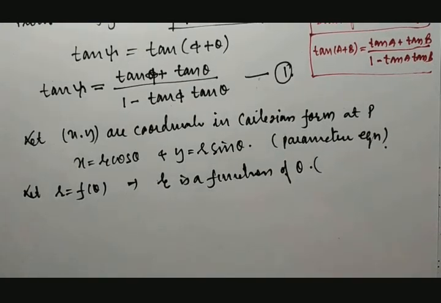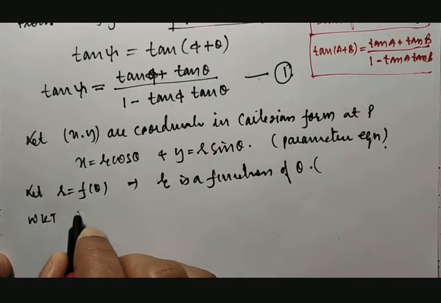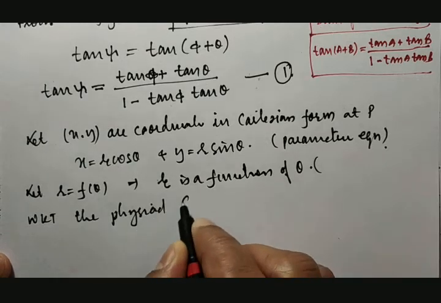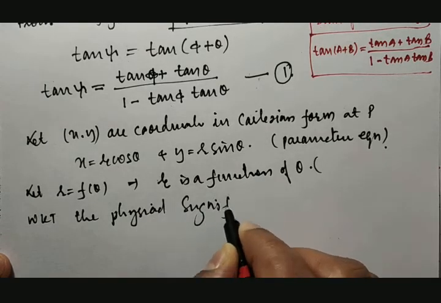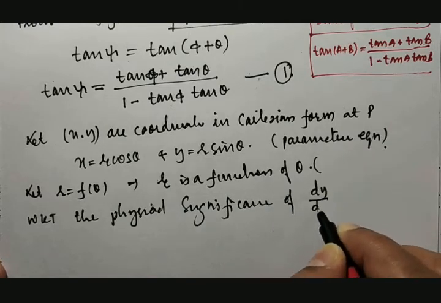When these are parametric equations, then automatically what happens? We know that the physical significance of dy by dx is what?